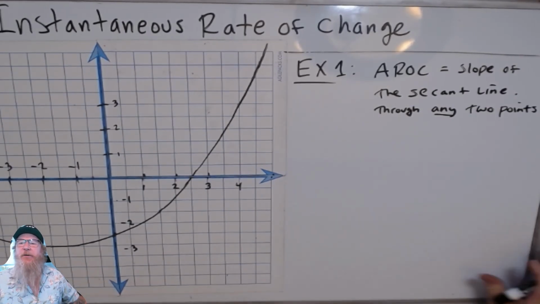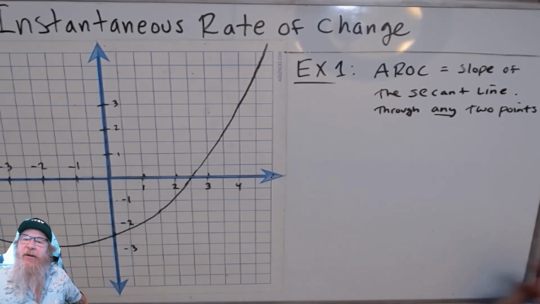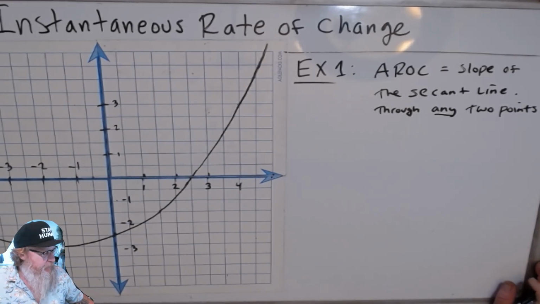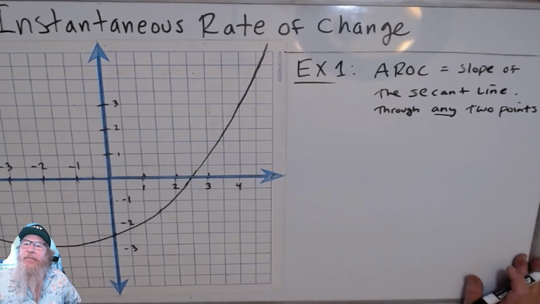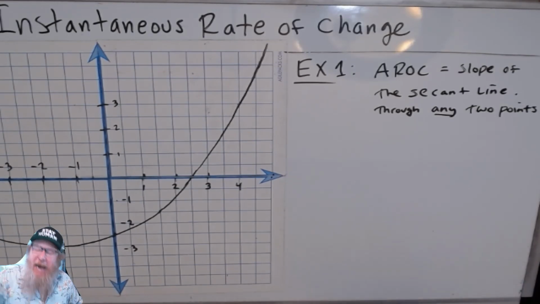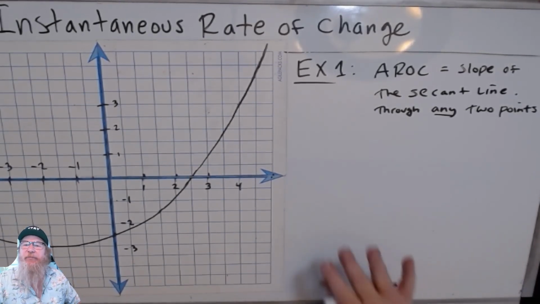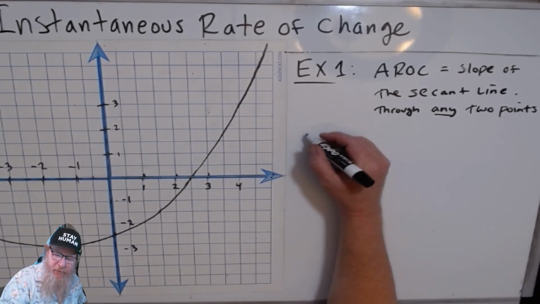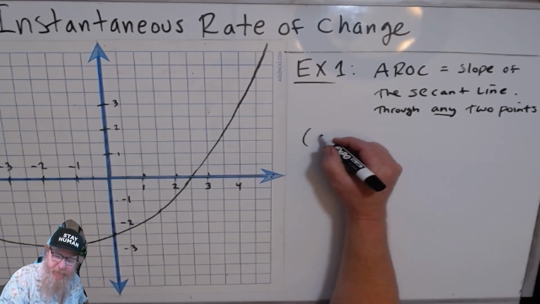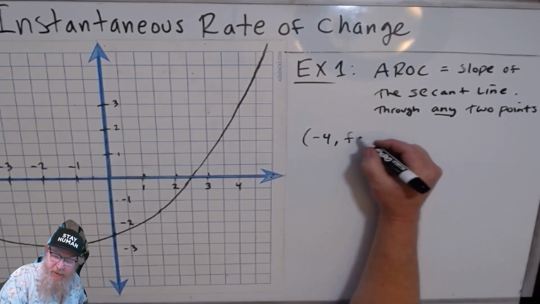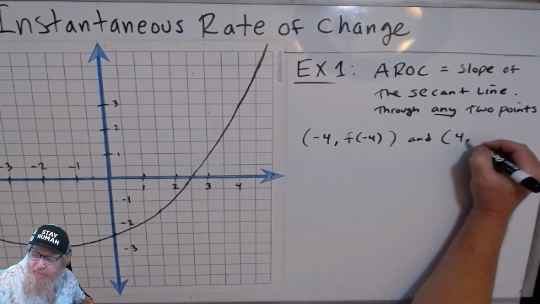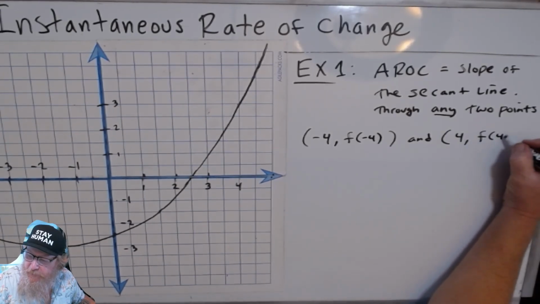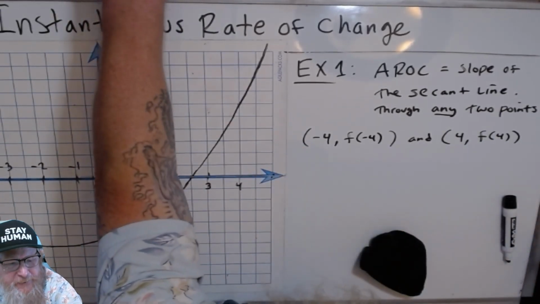I prepared this graph ahead of time so that you wouldn't have to sit here and watch me create the graph like I did with the previous tables, which can be exhausting to watch somebody fill out. So I got this one all ready to go. And what we're going to do is the average rate of change through several different intervals. So let's do -4, f of -4, and 4, f of 4. So we'll start with a pretty big spread.